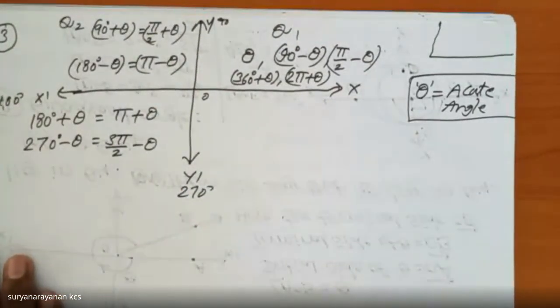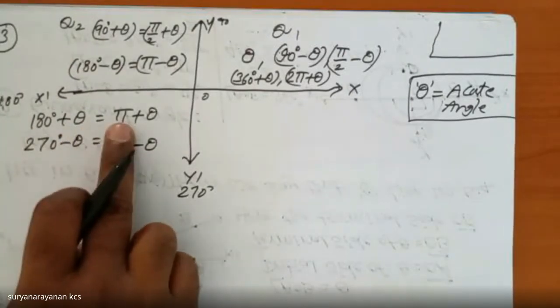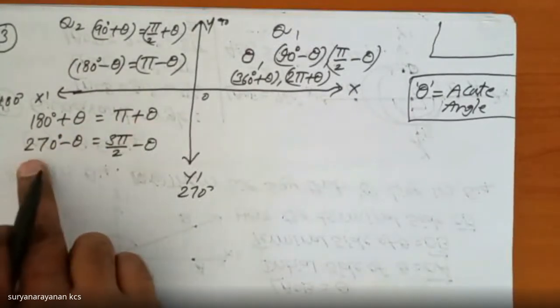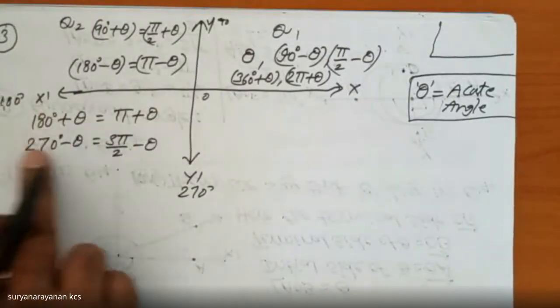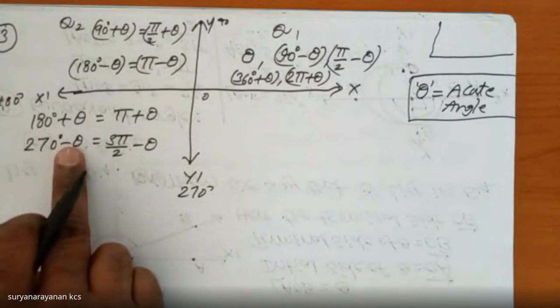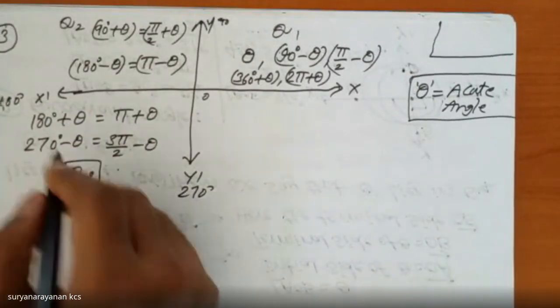In which quadrant does this angle lie? 180 plus theta, or pi plus theta, or 270 degrees minus theta, or 3 pi by 2 minus theta. In which quadrant do these angles lie? Third quadrant, Q3. Okay.